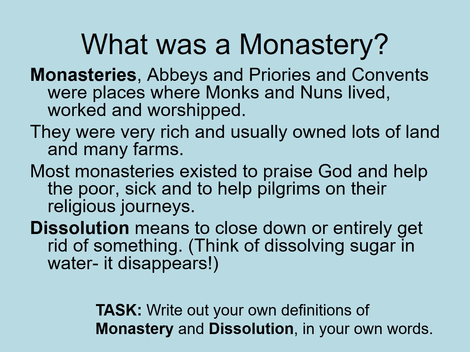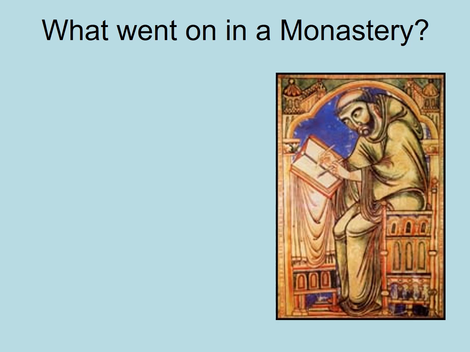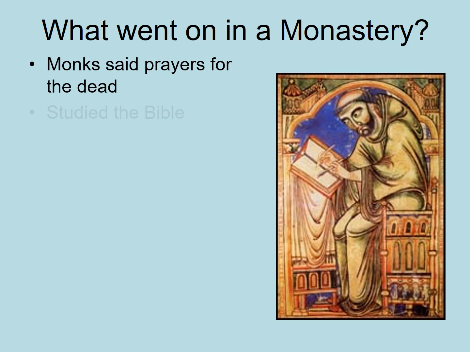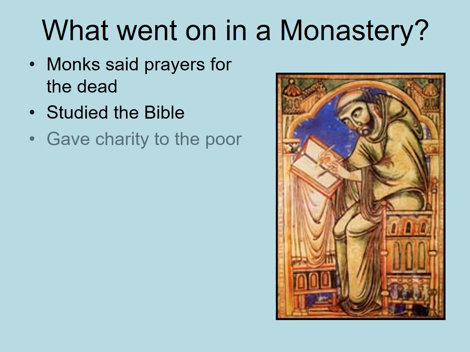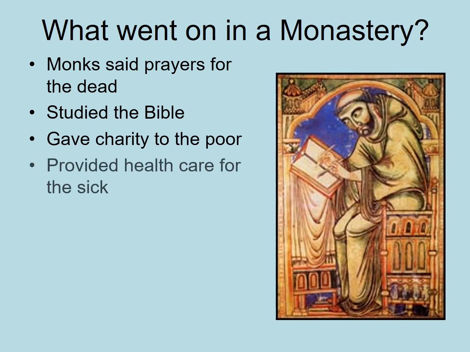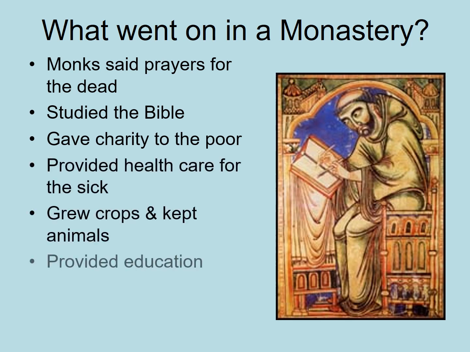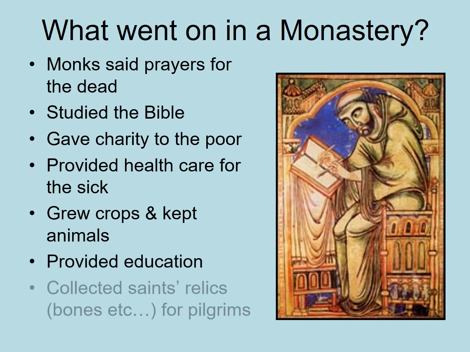Okay, let's have a look at some other details of what the monasteries involved. What went on in a monastery? Monks said prayers for the dead. It was believed that this would help get the soul to heaven. They studied the Bible. They gave charity to the poor. They provided healthcare for the sick. They grew crops and kept animals. They also provided some limited education, but really only for other monks. And they collected saints' relics, bones, etc.